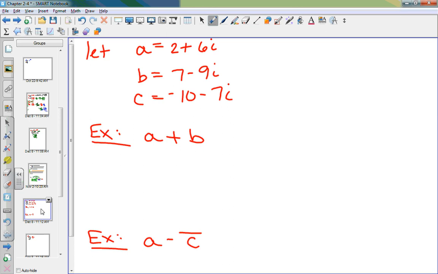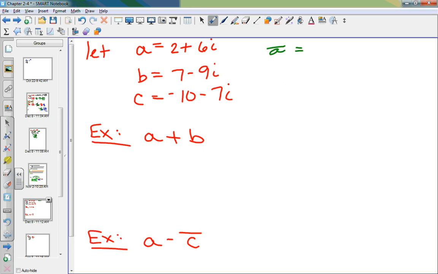If I give you A, B, and C being those complex numbers, A is 2 plus 6i, B is 7 minus 9i, and C is -10 minus 7i. I want to know what my conjugate of A is. And the way I'm going to denote that is a bar over the A. How many of you remember seeing that last year? No? Okay, anytime you see a bar over a letter, that's indicating that it's pointing to the conjugate of it.